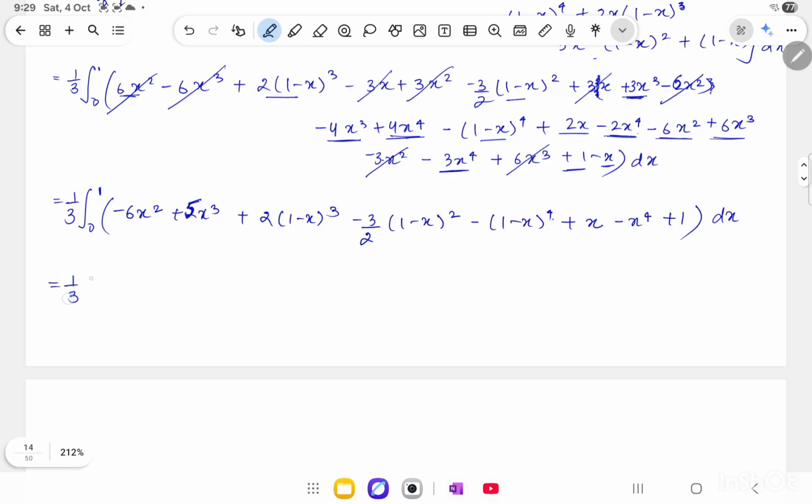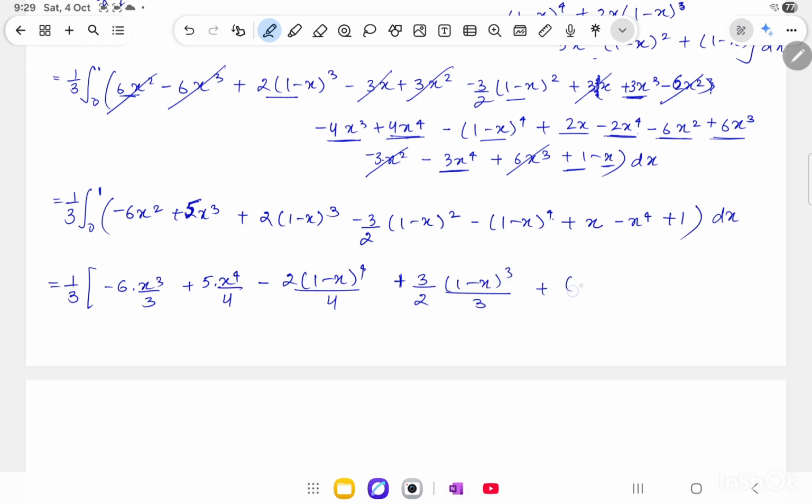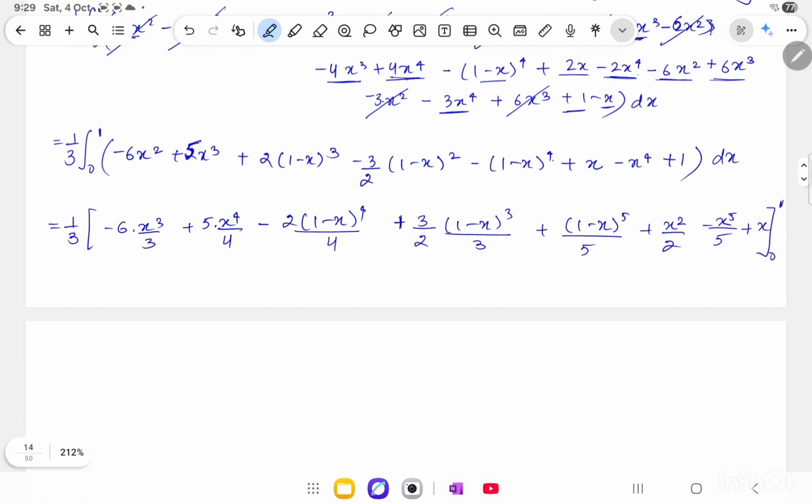Now let's just simplify it. It will be 1 by 3 times minus 6x cube by 3 plus 5x raised 4 by 4 minus 2(1 minus x) raised 4 by 4 minus 3 by 2. It will be plus 3 by 2 because of this minus sign. (1 minus x) cube by 3 and plus (1 minus x) raised 5 by 5 plus x square by 2 minus x raised 5 by 5 plus x, and limit varies from 0 to 1. Now let's just plug in the limits.